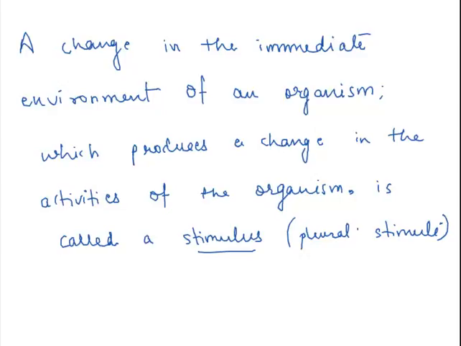Now here we discussed that plants do not move on their own, but they exhibit movement of certain parts such as leaves and roots in response to change in their environment. We call this a stimulus because this change in the immediate environment produces a change in the activity of the organism, such as a plant.